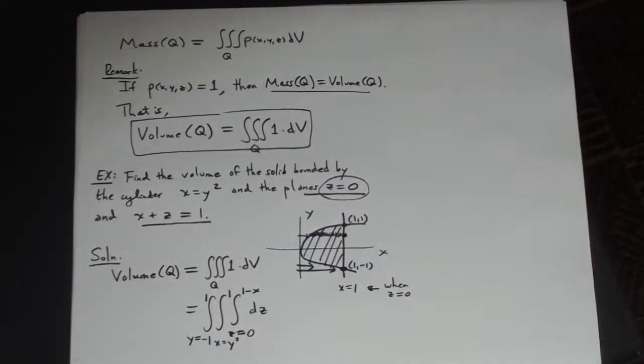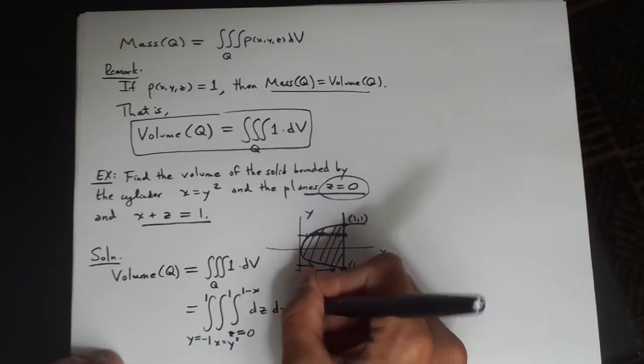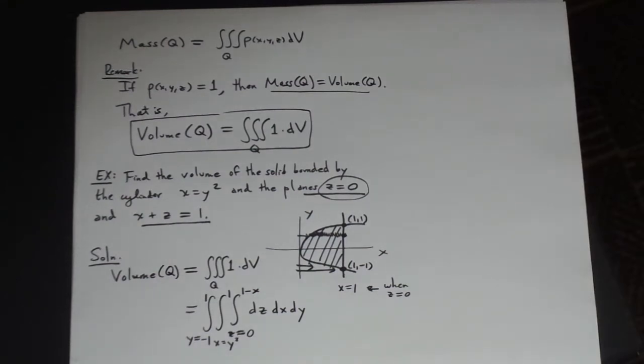There is the setup of the integral again. On the outside I have dy, in the middle I have dx, and on the inside I have dz. This is one of the 6 orders of integration. Now I just have to do that integration, and that isn't too difficult.